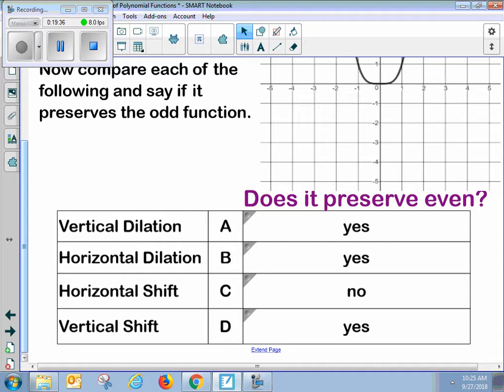Question? Anybody? Everybody understand?